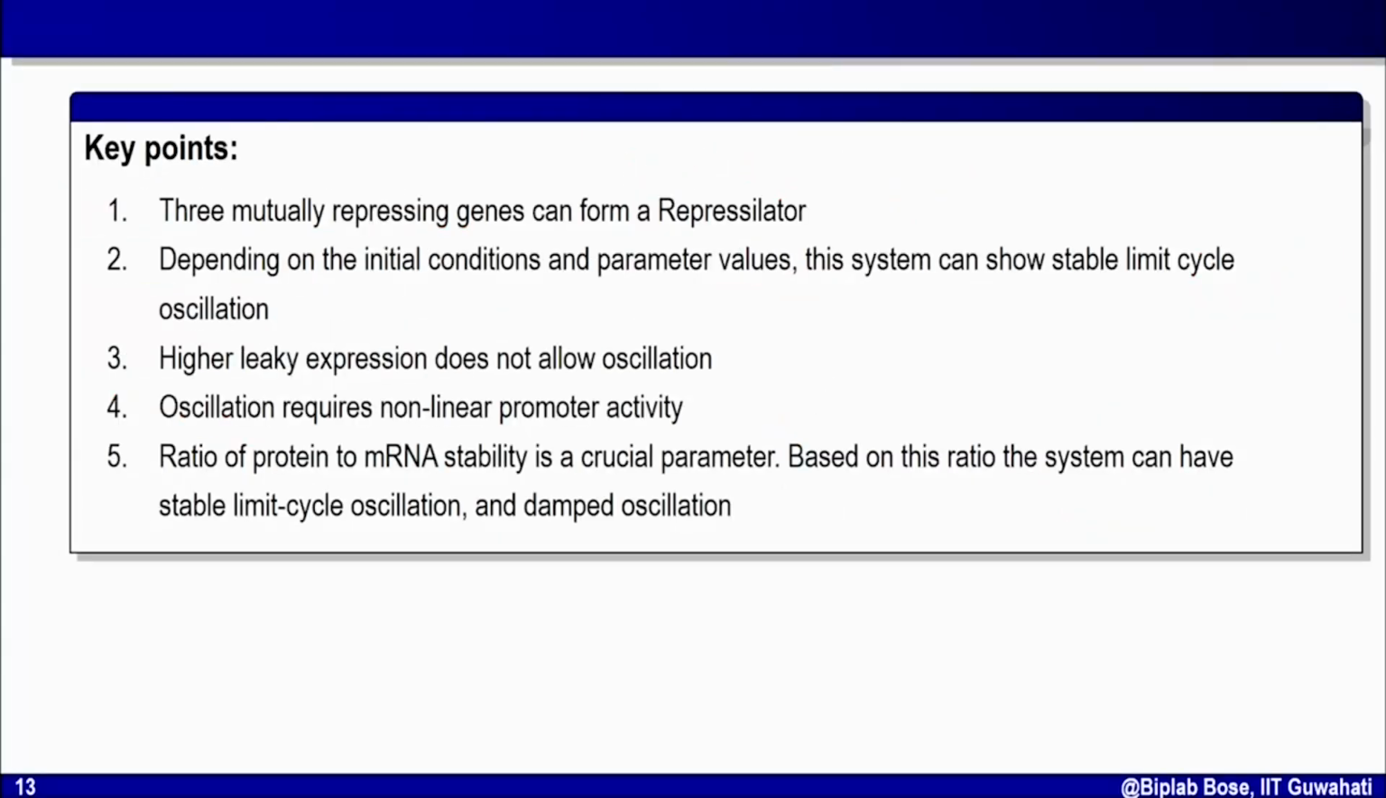Let us jot down all the points. So what I have discussed here, we have discussed 3 mutually repressing genes that is forming a repressolator. So it is made up of repressors and it has an oscillating behavior. That's why this type of circuit is called repressolator. Depending on the initial condition and the parameter values, as we have discussed earlier, this system can show stable limit cycle oscillation.